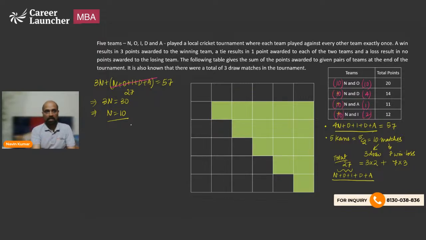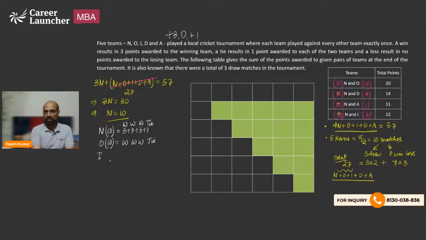Now, if N is awarded 10 points from 4 matches, how can it be 10? A win gives +3, a loss gives nothing, and a draw gives +1. So how can I get 10 from 4 matches? 3, 3, 3 makes 9, and 1 more. So 10 can be made from 3, 3, 3, and 1. That would mean 3 matches were won by N, and 1 match was a draw, a tie. Okay, so I'll write tie here properly. If you look at O, it was also awarded 10 points. Same concept, right? 3 wins and a tie.